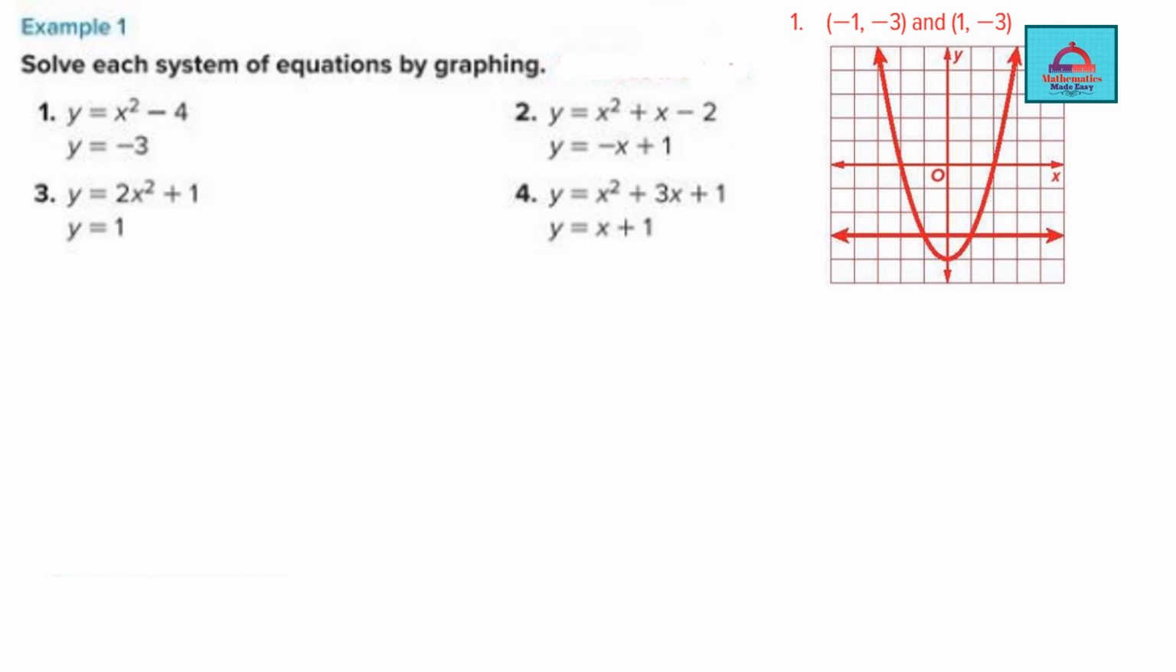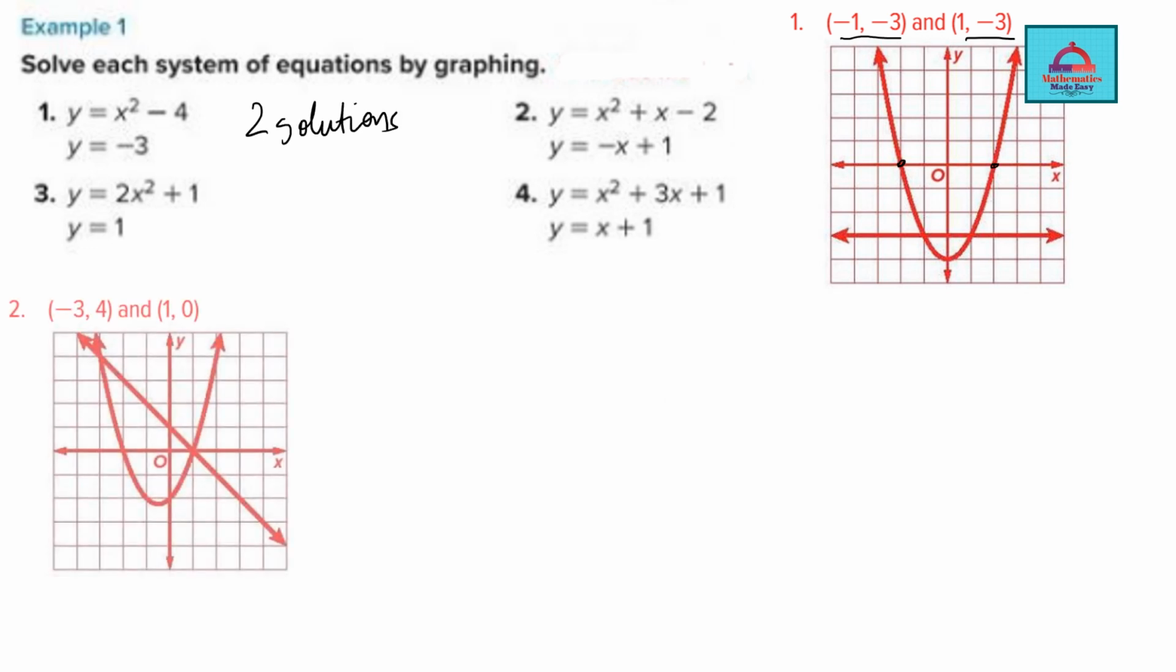So this first point is the point of intersection. This point of intersection is -1 comma -3. Another point is 1 comma 3. So two solutions are there for the first question. Now for question 2, the graph will look like this. So the two solutions are -3 comma 4 and 1 comma 0.